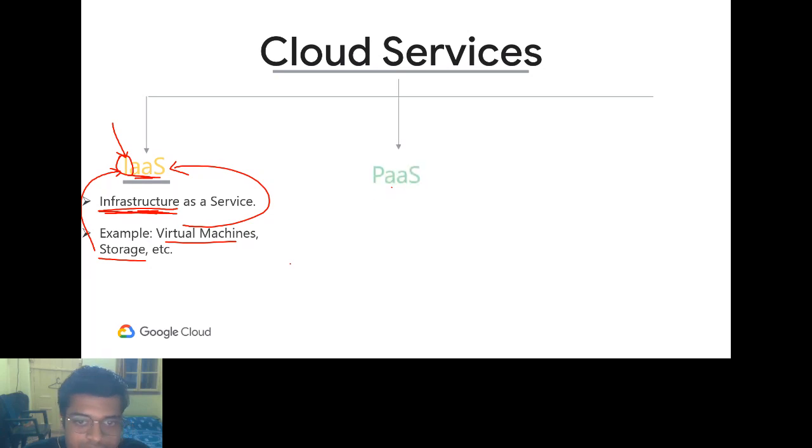Right. So let's go to the second one. This is platform as a service. Somebody give me an example of a platform as a service. Somebody. Aditya, come on.